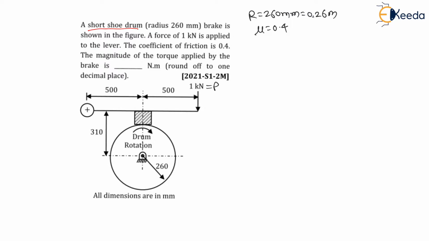Then the magnitude of torque applied by the brake drum in newton meter. Now my dear students, the torque applied by the drum in newton meter we have to find. So let us use all dimensions in newton and meter. Therefore forces we have to consider in newton, so P will be equal to 1000 newton. 1 kilonewton means 1000 newton, right?